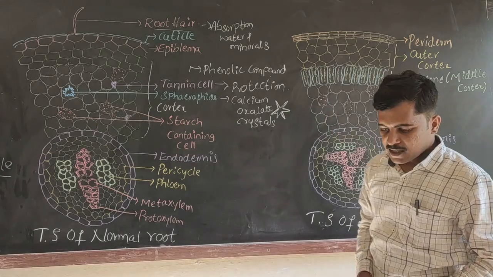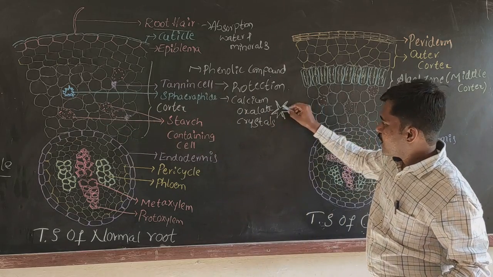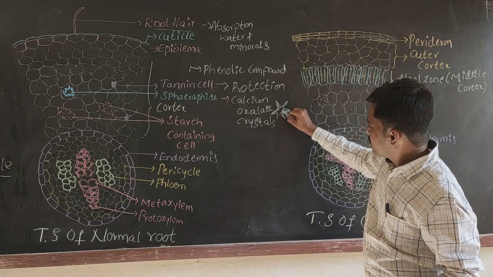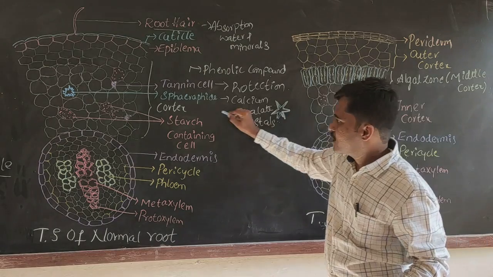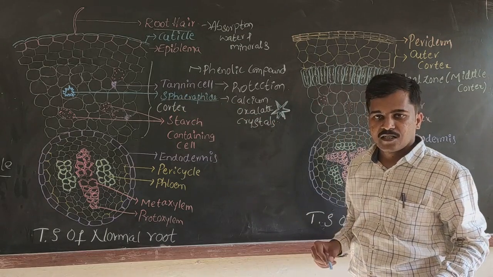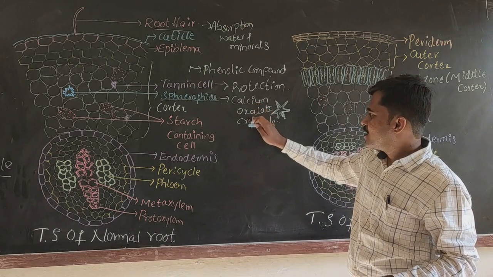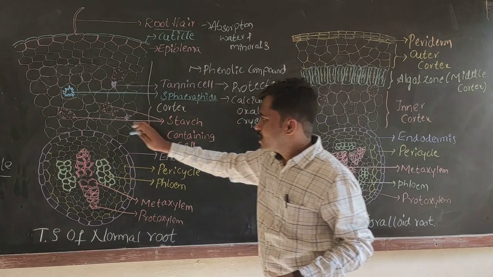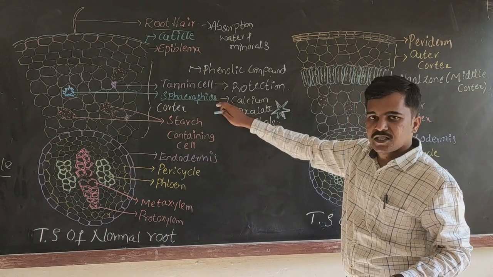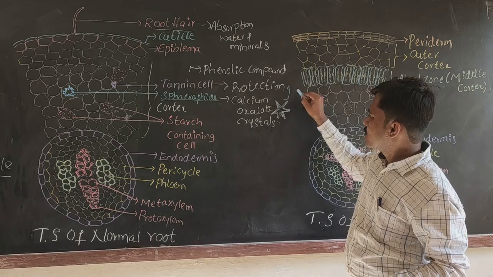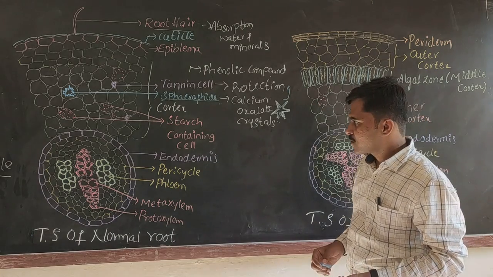These calcium oxalate crystals, which are present in the cortical cells, have a star shape. These star shaped calcium oxalate crystals are commonly known as spherophytes. They are deposited in the cortical cells. The main function of these spherophytes is protection.